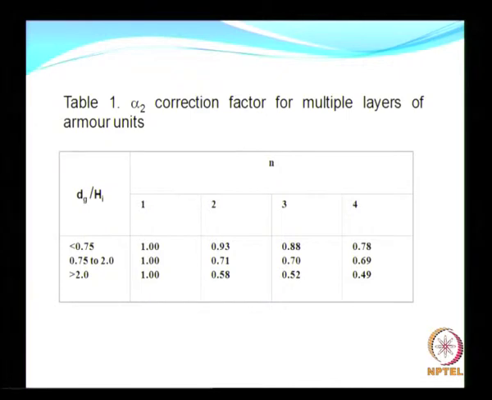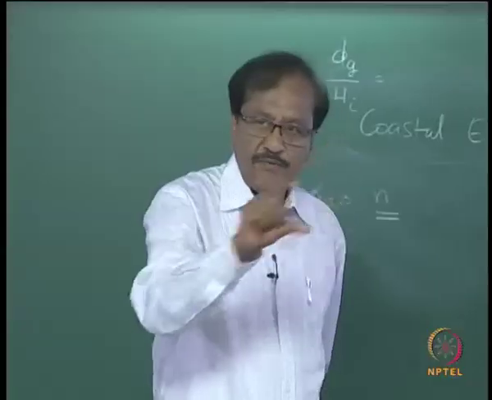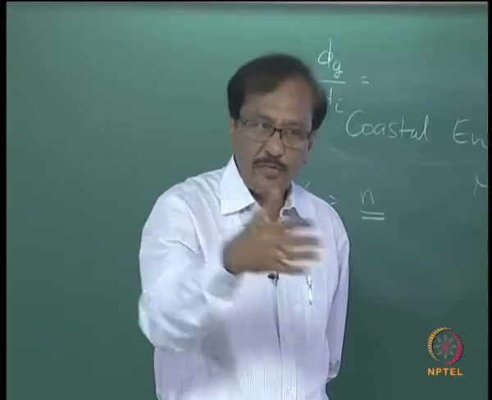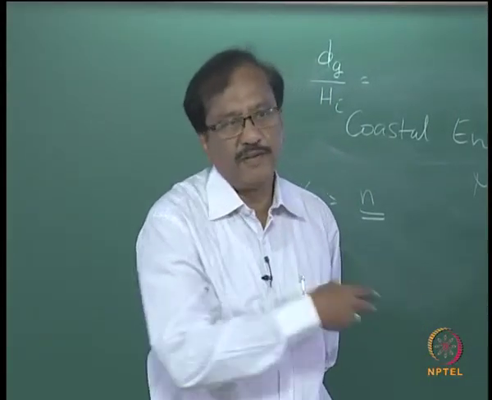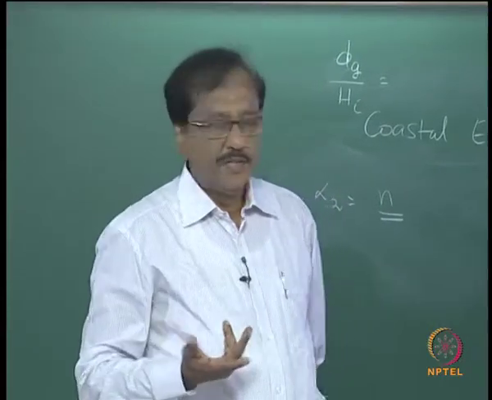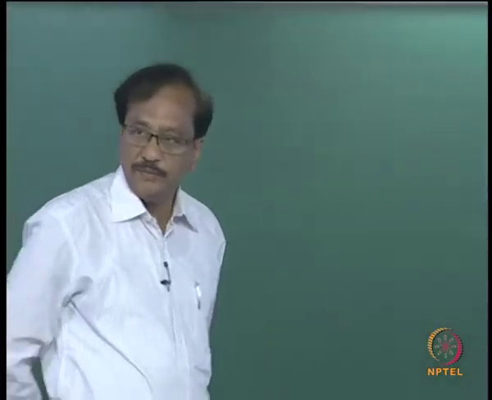So, if you look at the horizontal axis for a constant dg by hi, what will you see? You see that as the number of layers increases, the coefficient decreases. This is true because when the number of layers increases, the dissipation is going to be more, and hence the reflection coefficient is expected to be less, and that is what it conveys to you.